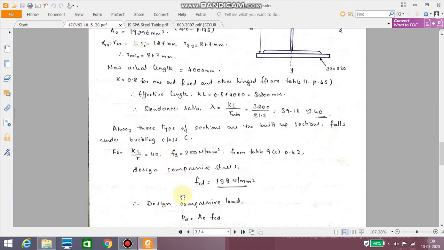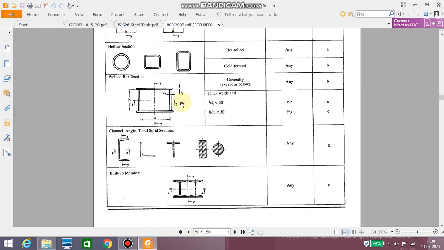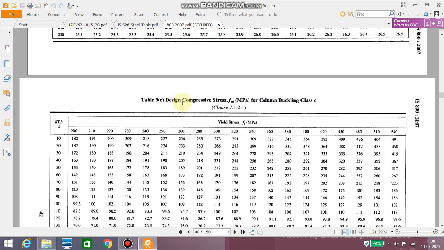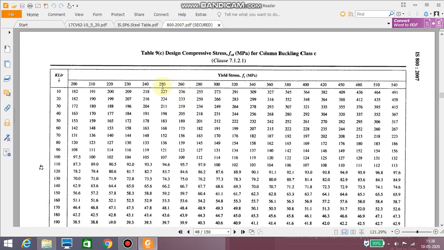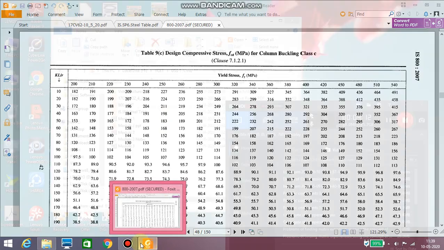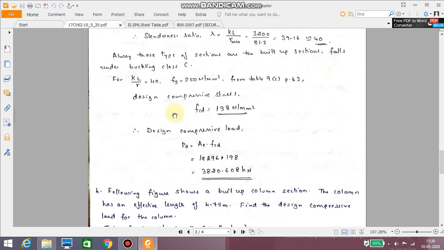So we get for buckling class C from table 9C, the design compressive stress for Fe250 grade steel. For 40 as the KL by r, the value of fcd is equal to 198 Newton per millimeter square. So the design compressive stress equals 198 Newton per millimeter square.